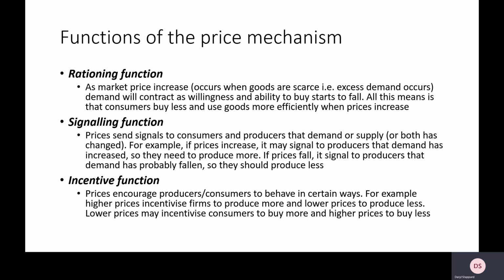Now we can also think about prices by thinking about something we call the rationing function, the signalling function, and the incentive function. Now the rationing function is dead easy. The idea is that when price levels increase, people will start to ration their consumption of different goods and services. So you start to use it more efficiently.